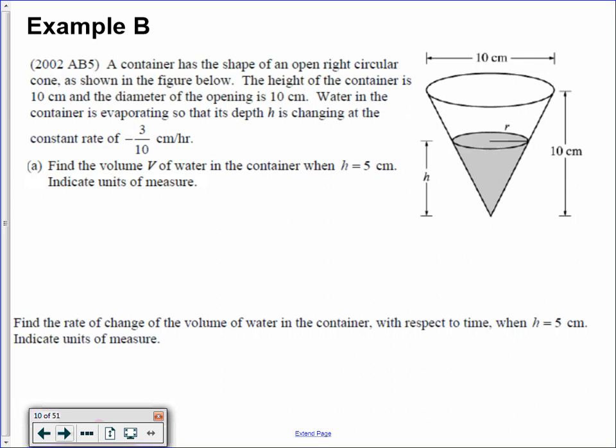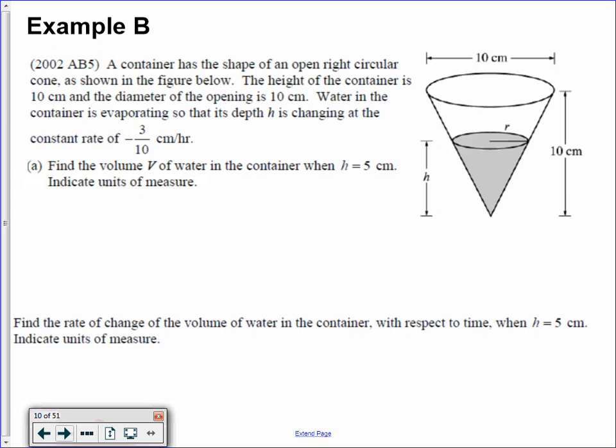The height of the actual container is 10 centimeters, and the diameter of its opening is also 10 centimeters. Now, water in the container is evaporating so that the depth H is changing at the constant rate of -3/10 centimeters per hour. So a couple things going on here.